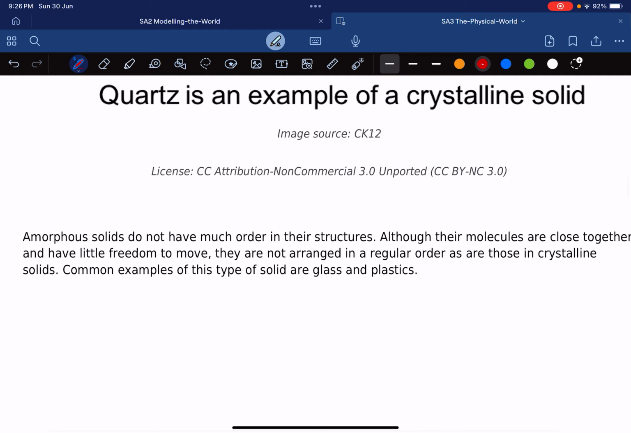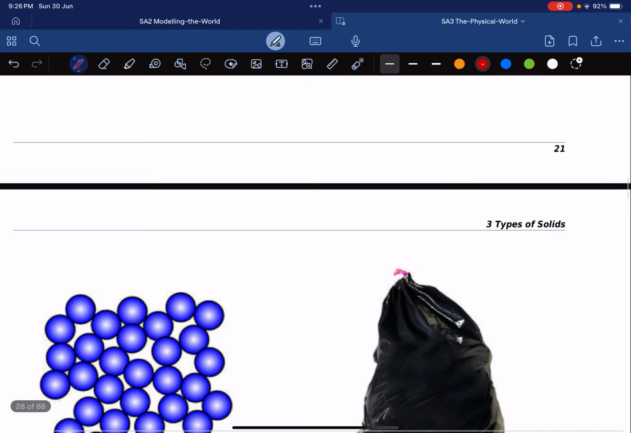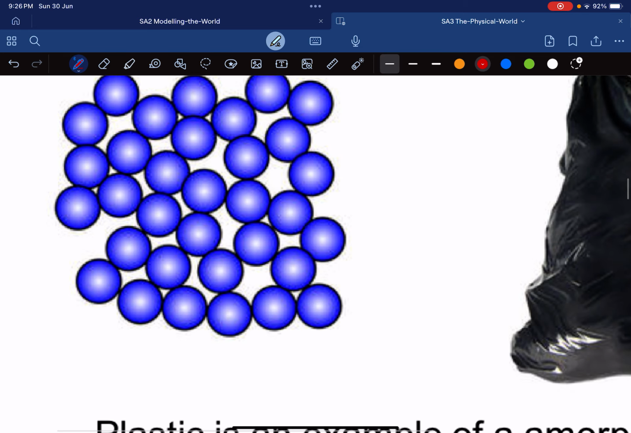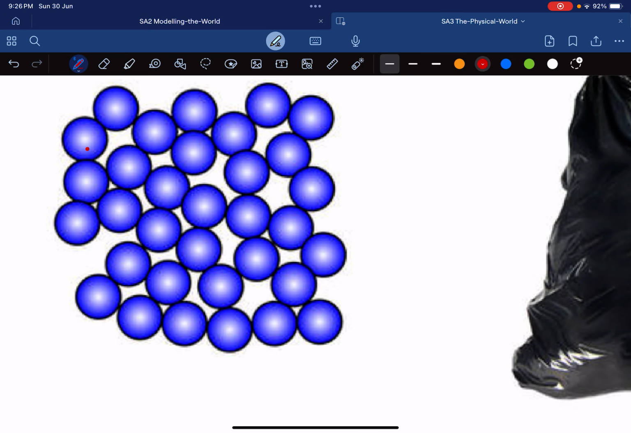Amorphous solids do not have much structure, much order. So look over here. They are solids. Most of their atoms are touching each other. Most of them are. But then you find some gaps in between them. And this allows the atoms or the molecules to move. For example, if you apply a force over here, this entire structure can collapse into this space. Or if you apply force over here, this entire structure can collapse into this space. So this is called amorphous.